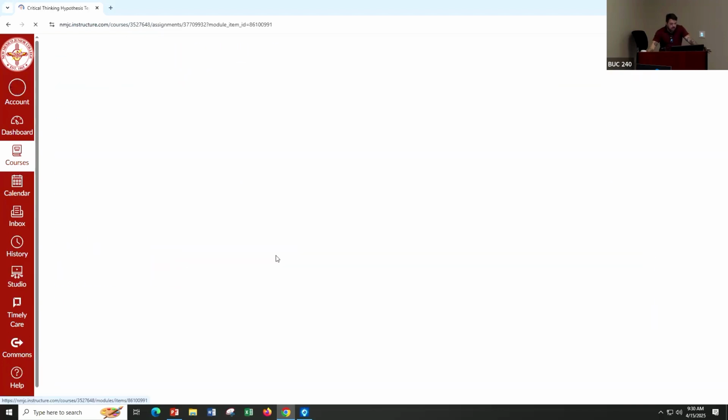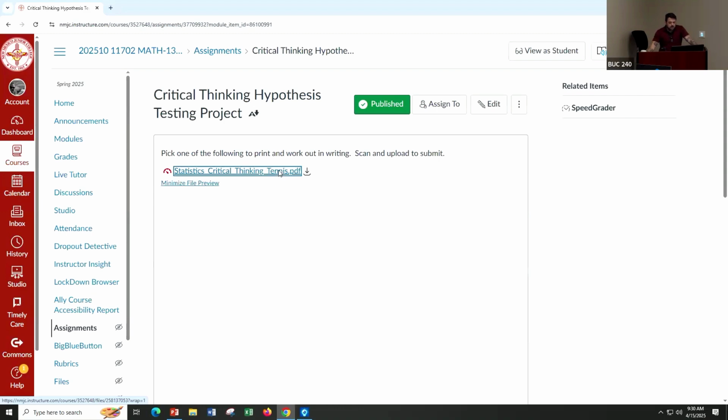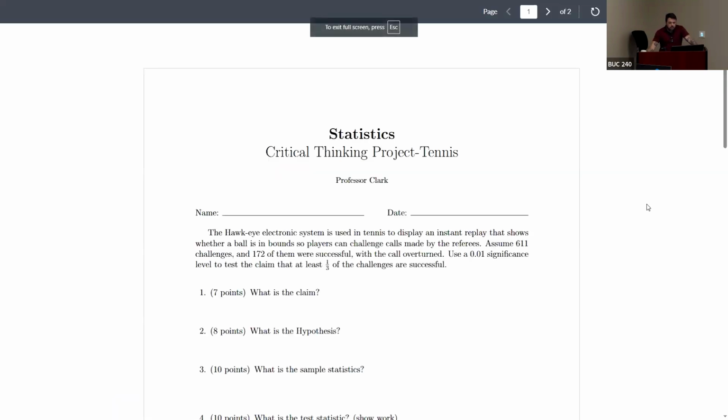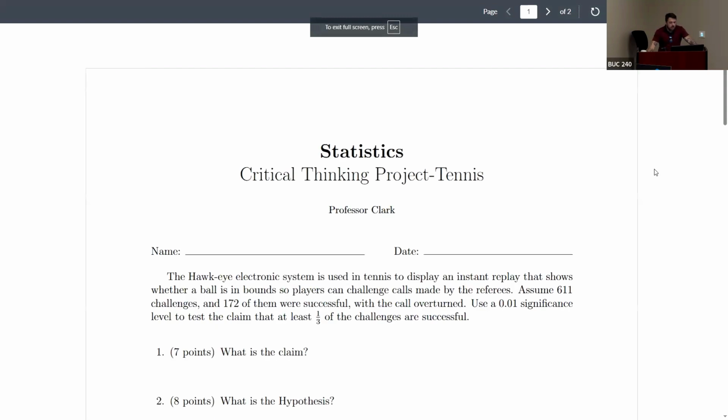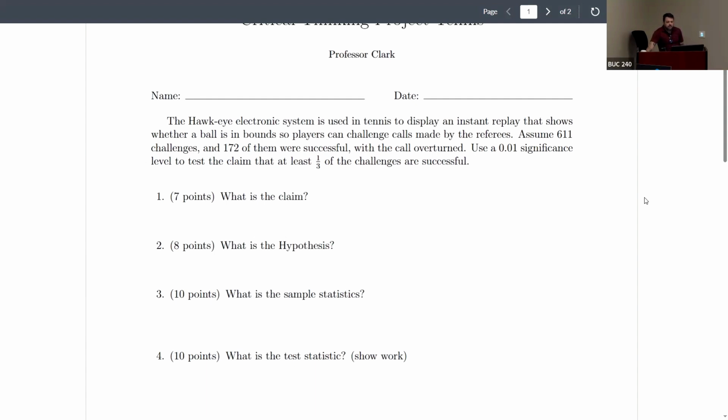Come here. Let's just look at, y'all want to look at tennis or travel? You got a choice of either one of them. Tennis, let's look at tennis. What does it look like here? The Hawkeye electronic system is used in tennis to display the instant replay that shows whether a ball is in bounds so players can challenge calls made by the referees. Assume 611 challenges and 172 of them were successful with the call overturned. Use a 0.01 significance level to test the claim that at least 1/3 of the challenges were successful. And then you have to start filling out all this information.